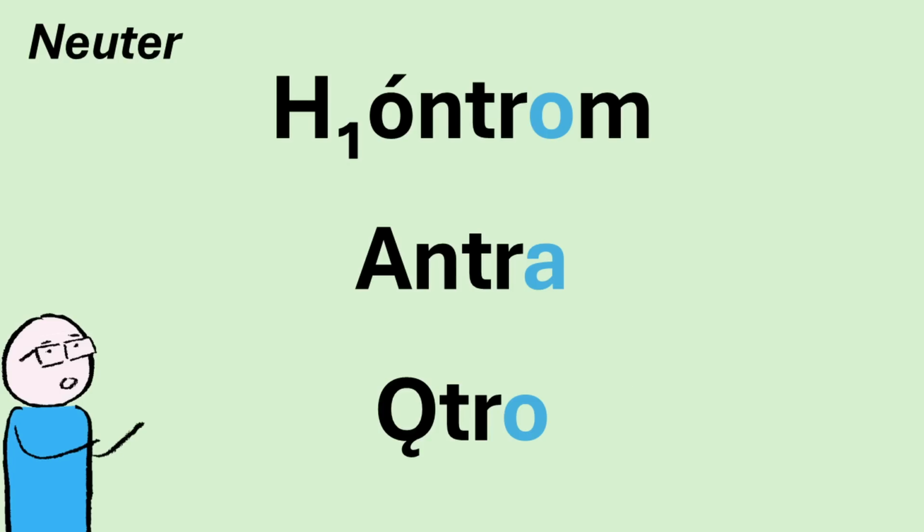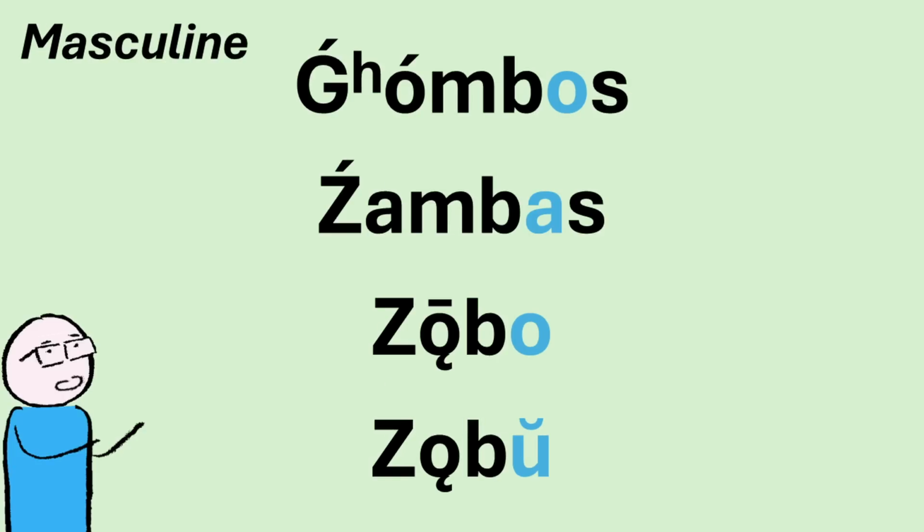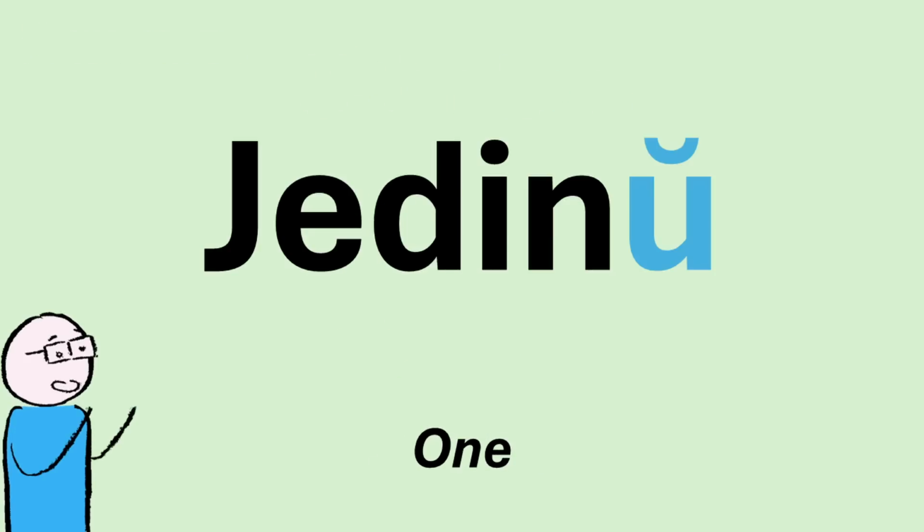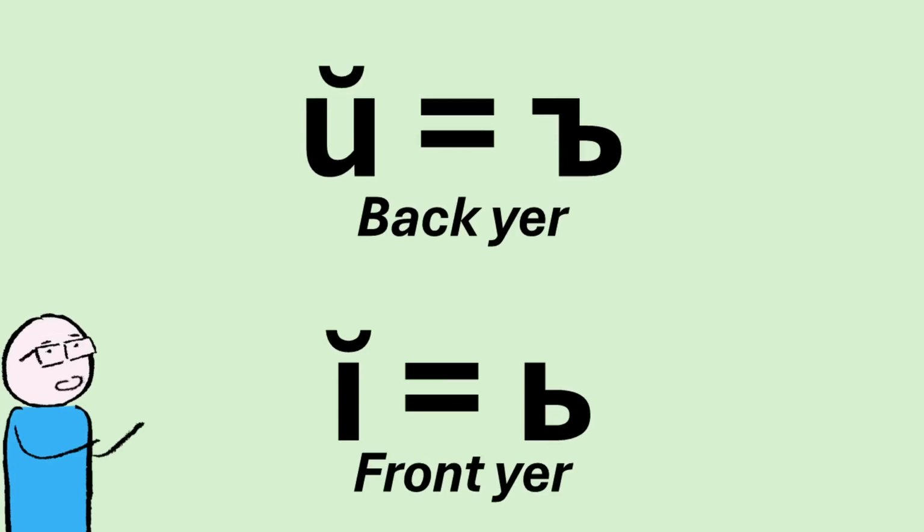The O of the noun ending stayed only in neuter words. In masculine words, it changed into the back yer we see in jedyne. Just a note of precision, the back and the front yers are hardly audible ultra-short vowels of Proto-Slavic. We'll meet them a few times in this video.